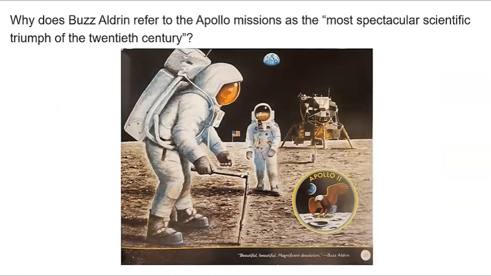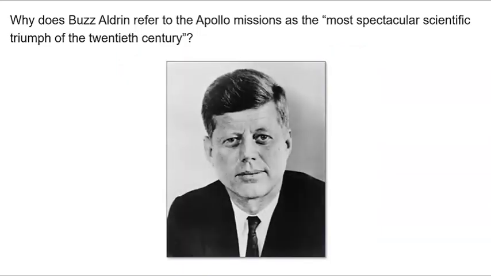Why does Buzz Aldrin refer to the Apollo missions as the most spectacular scientific triumph of the 20th century? Well, in 1961, President John F. Kennedy challenged the United States to land astronauts on the moon by the end of the decade. And in 1969, Aldrin and his fellow crew members on Apollo 11 accomplished this goal.